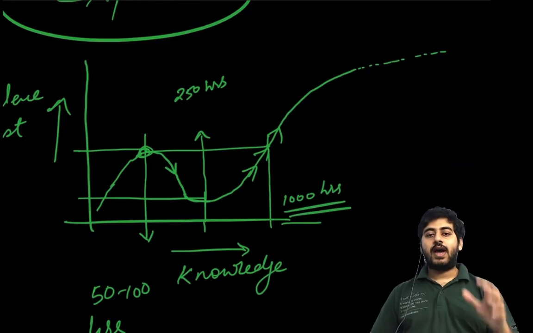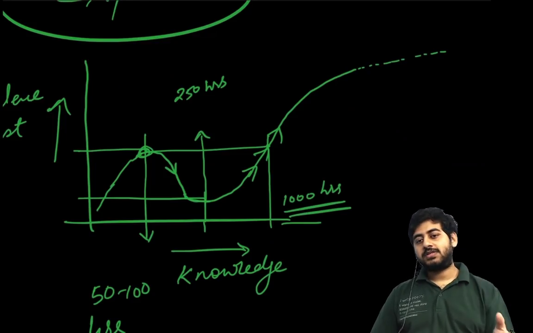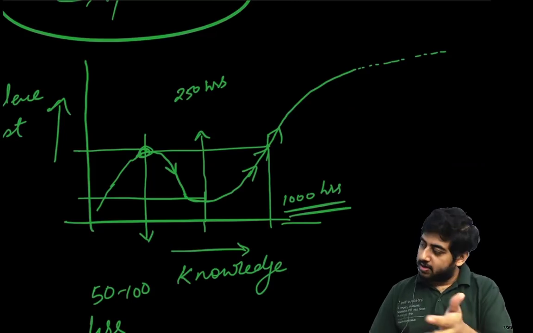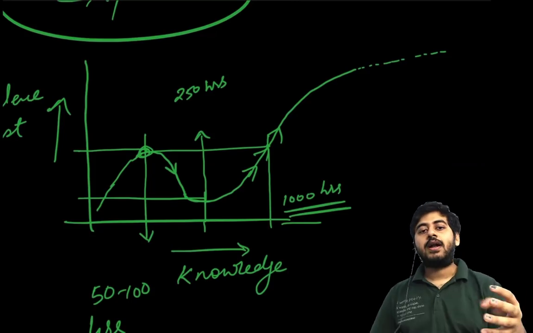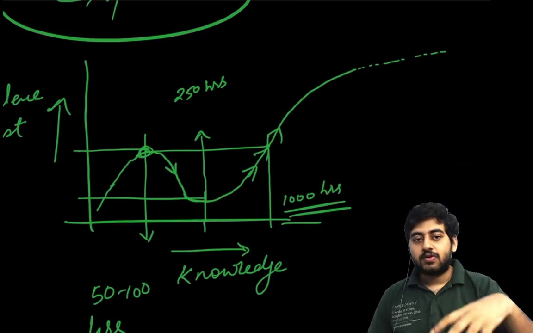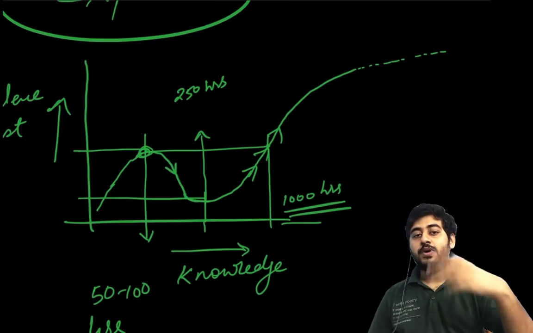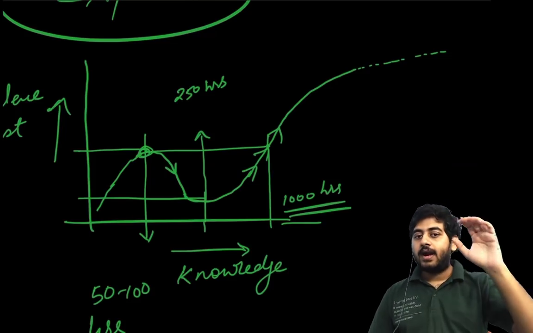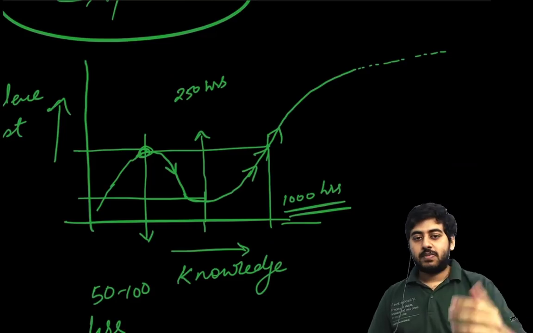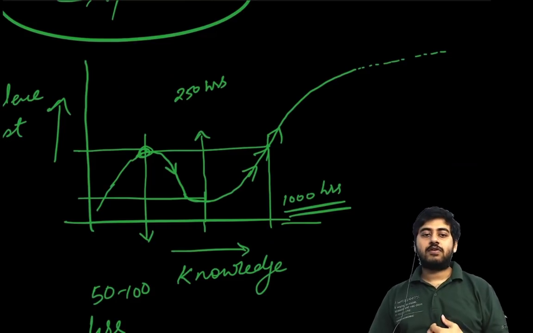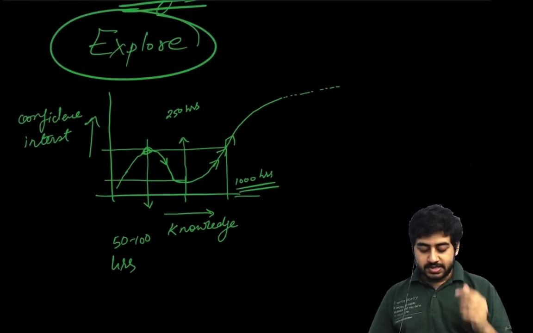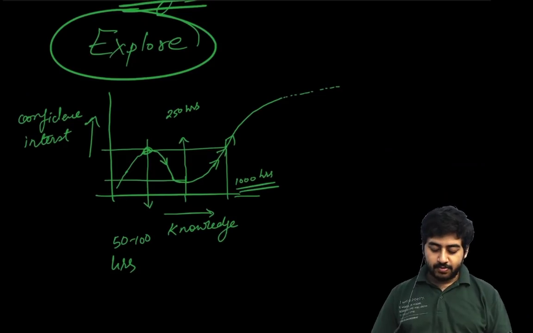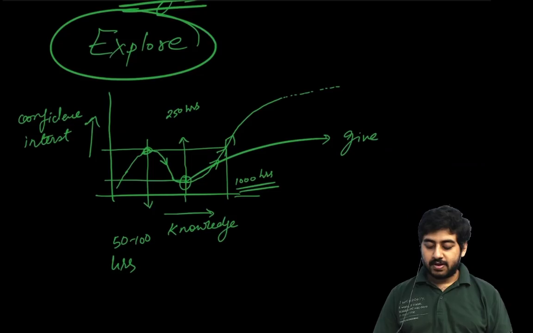start thinking, okay, I really understand this, I know this, I can explain this to a junior of mine as well, and I really want to keep growing in this particular field, and I want to become an expert in this particular field. Okay, and that will take like 1000 hours of effort. Now the thing is that this is the point where people give up. Okay, this is the point where people give up a lot.